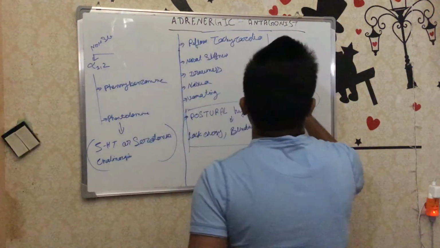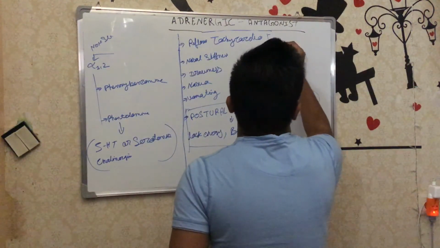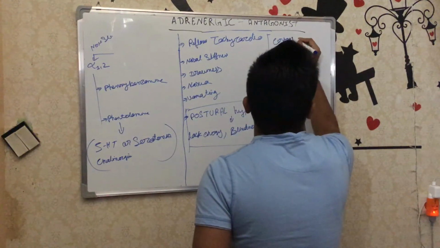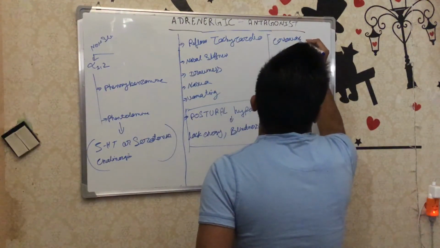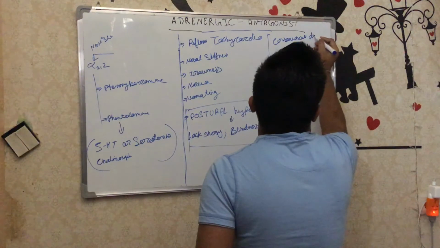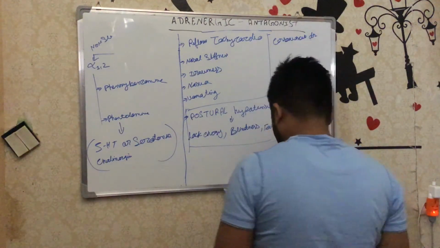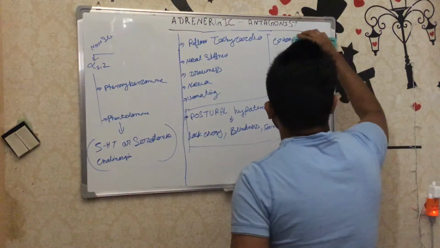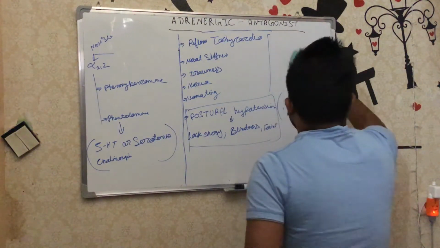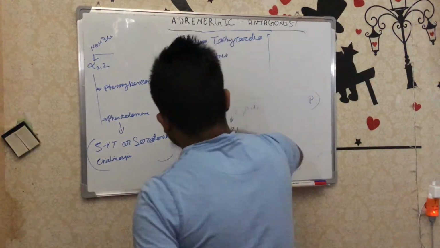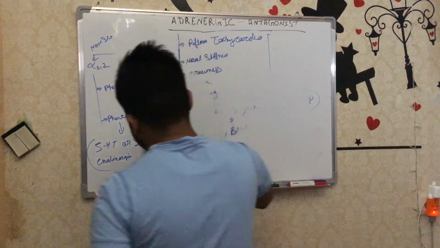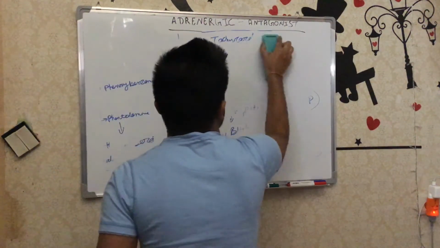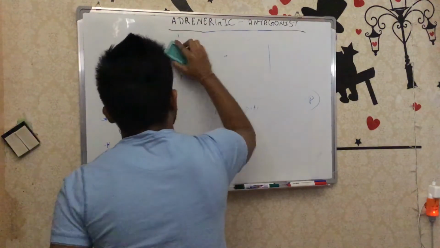Contraindications can be cerebrovascular disease or cardiovascular disease. At that time we should avoid the drug. So these are the main side effects and indications of the non-selective alpha blocker drugs.